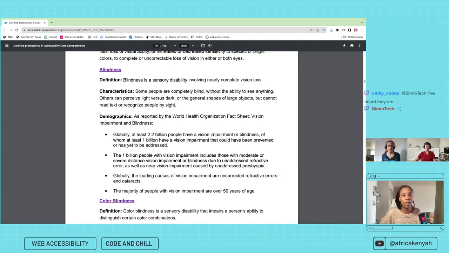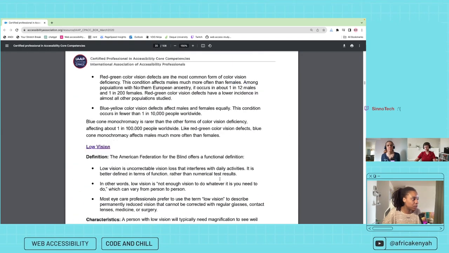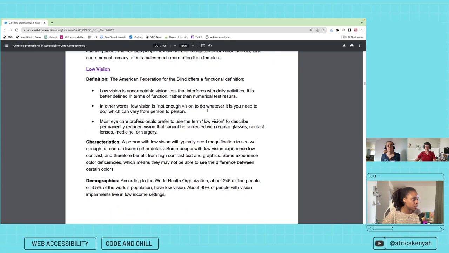Okay, I'm not gonna lie, and someone can be clear for me. It says globally, at least 2.2 billion people have a vision impairment or blindness, right? Of whom at least 1 billion have a vision impairment that could have been prevented or has yet to be addressed. But then down here for low vision, it says 246 million people, or 3.5% of the world's population. Did we get the number wrong? This is from the CPAC body of knowledge, by the way.